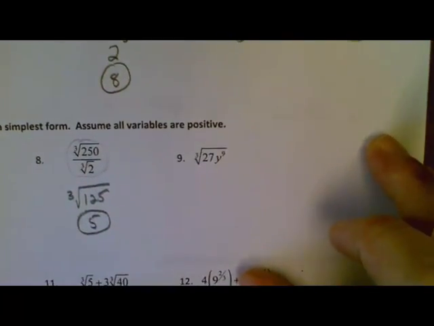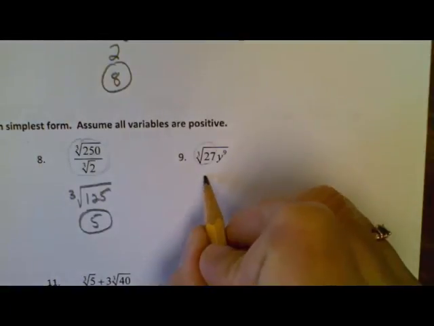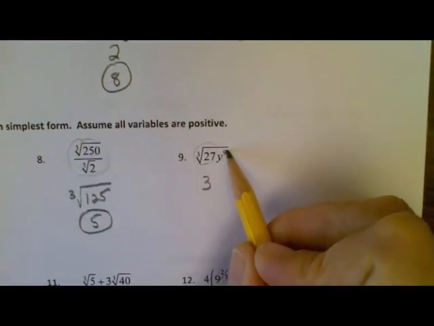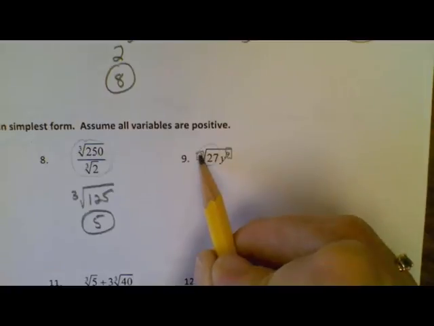All right, number 9. 9 is looking to see, do you know what the cubed root of 27 is? Cubed root of 27 is 3. And then the cubed root of y to the 9th. Remember, to be a perfect cube, when you're starting to look at exponents, this number has to be a multiple of 3. It has to be divisible by 3, and it is.